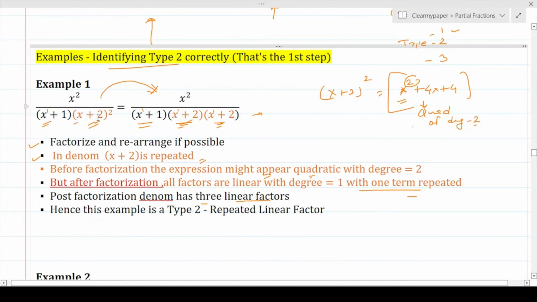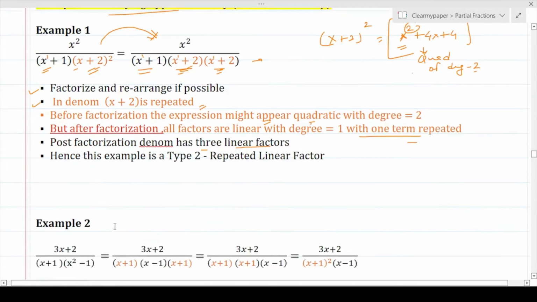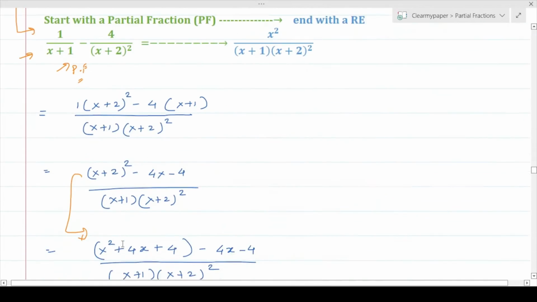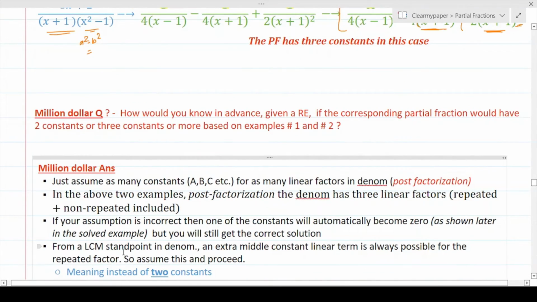And similarly over here also, once we simplify this, there are 3 linear factors in the denominator. That's what we see here also, right? So in both the cases, after we factorize into all the linear factors, because it's a linear repeated factor, the denominator has to be linear. So just see how many factors are there in the denominator after factorization. After the factorization, see how many linear factors are there. And you just assume as many constants as the number of linear factors.